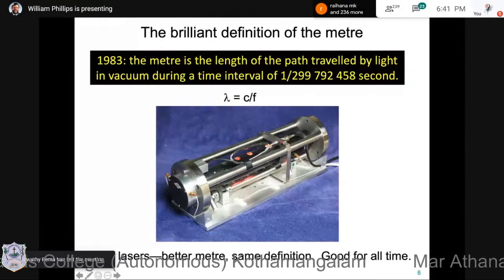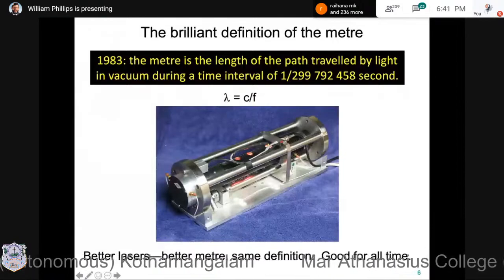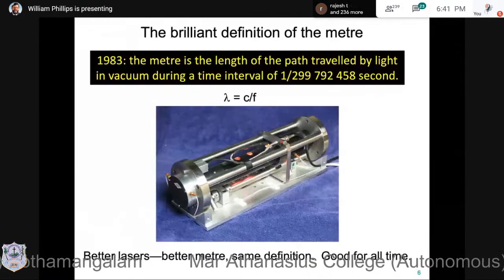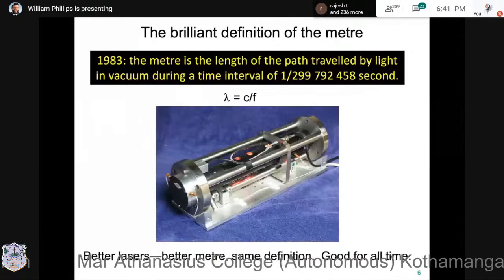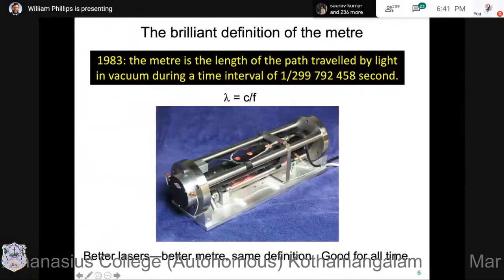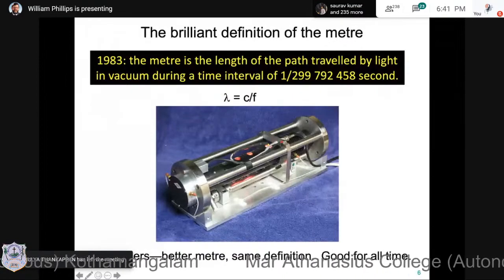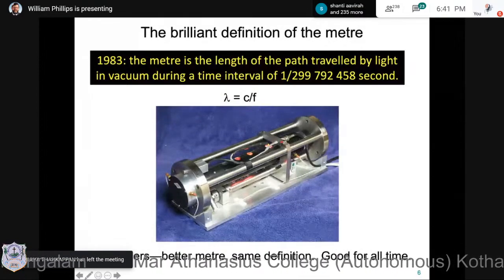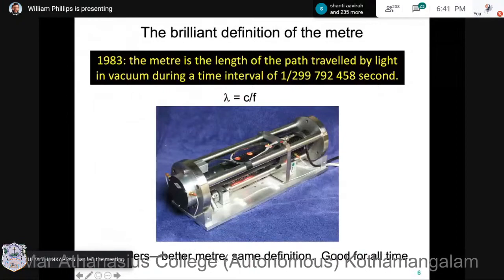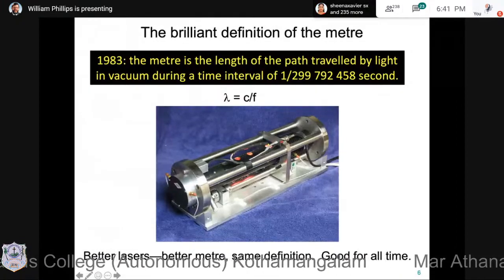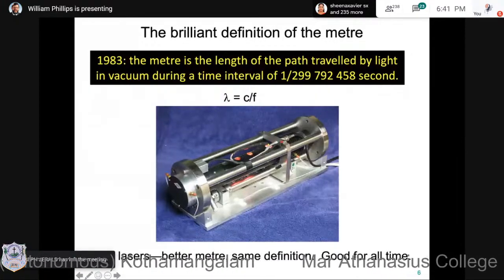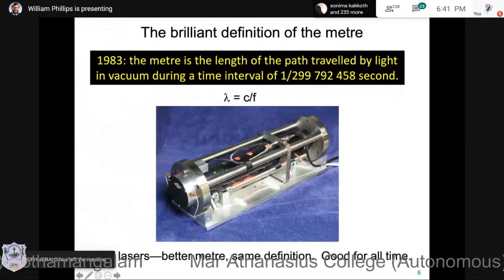In 1983, the meter was defined to be the length of the path traveled by light in vacuum during a certain time interval. Now, we had a very good definition of what the second was based on the hyperfine frequency of cesium, so there was no ambiguity about what was meant by a second. And this said that a meter was the distance that light traveled in a certain length of time.